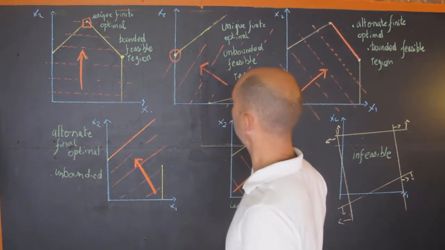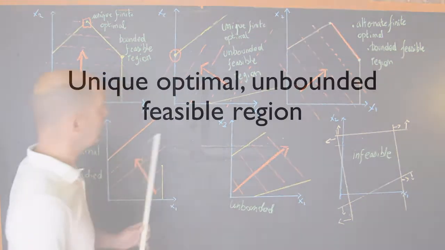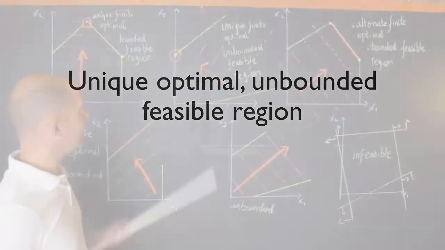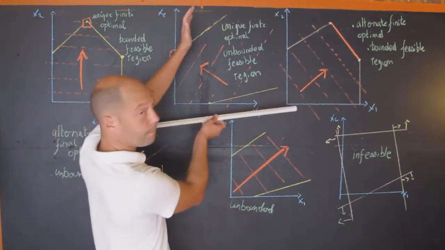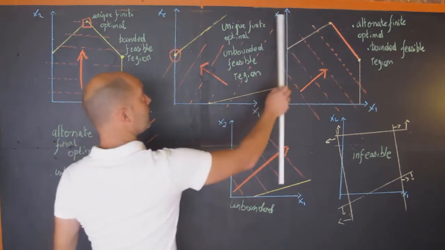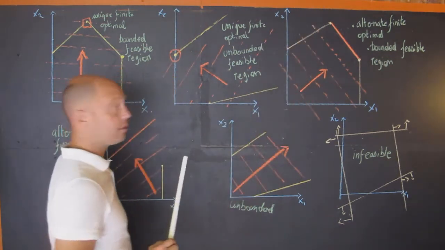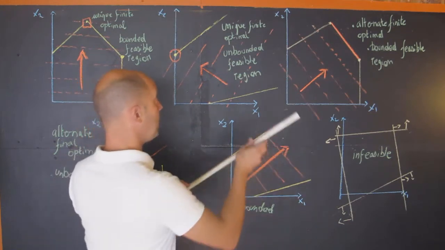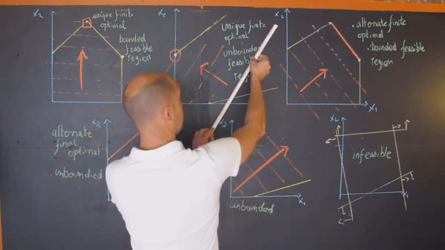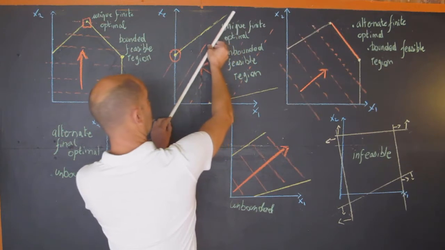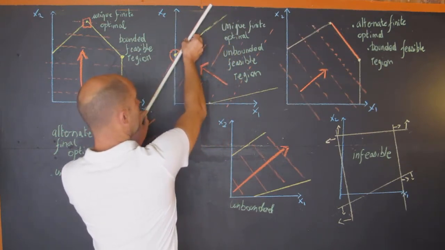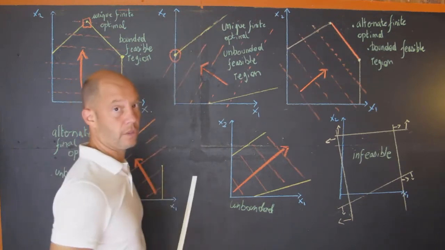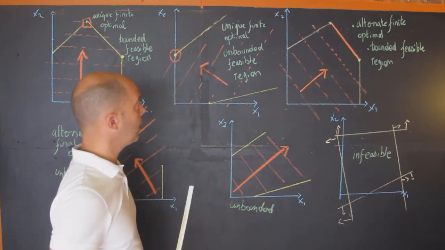Now let's look at the second problem. I have mapped the constraints as well, but the feasible region is unbounded. Because all of this, if I go further and further, is still part of the feasible region. However, when I map the objective function, this is where I'm going, and I have a unique finite optimal solution. Okay, let's look at this other problem here.